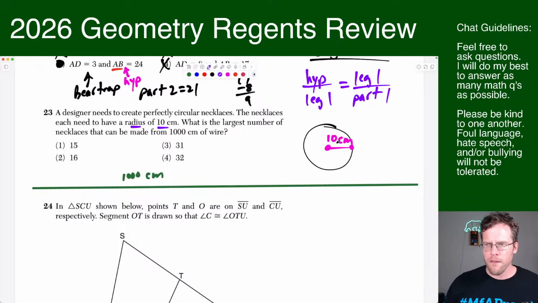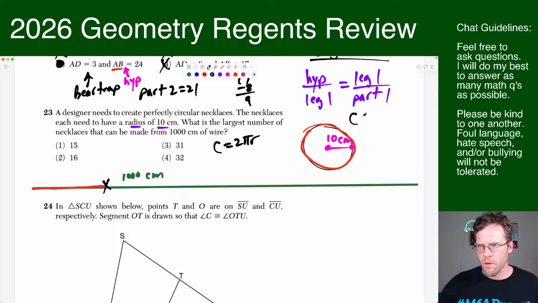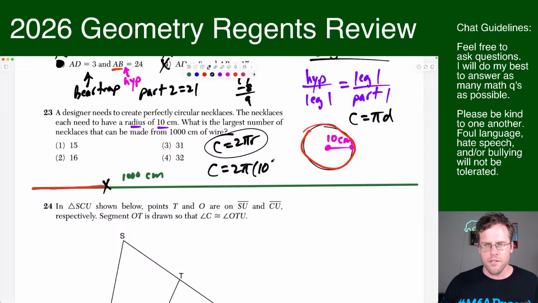All right. So if we find the circumference of one of these, imagine I have this much wire, and then we cut it and make it into a necklace. So the circumference tells us how much wire we're going to cover. And circumference is equal to 2 pi r. Circumference is also pi times diameter, but here I'm going to use this one because we have the radius. So I just want to use the formula that's more direct. So circumference is 2 pi times 10 centimeters.